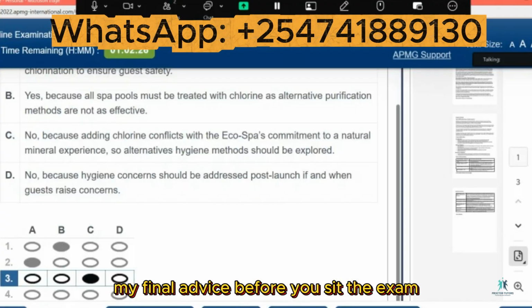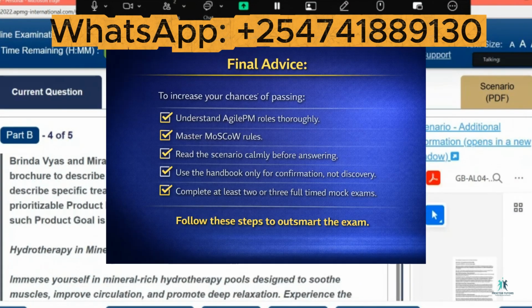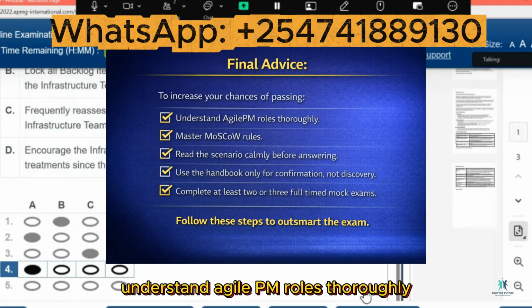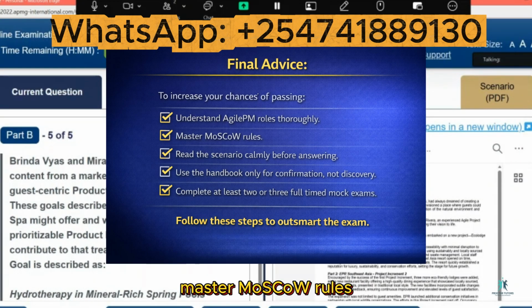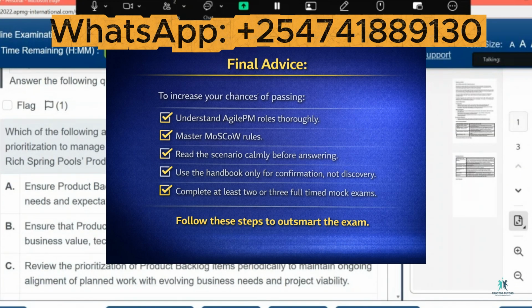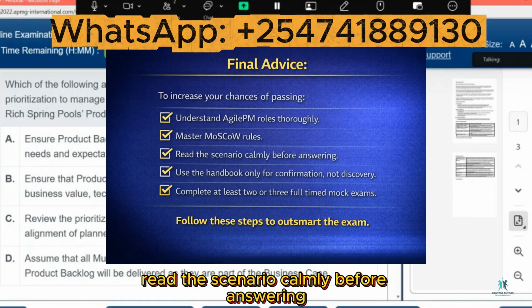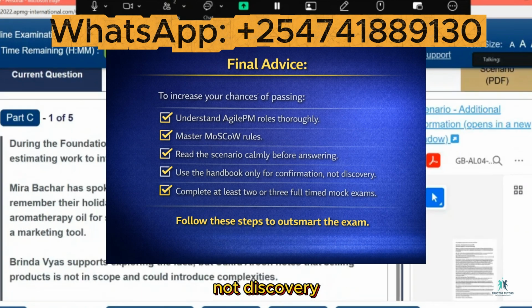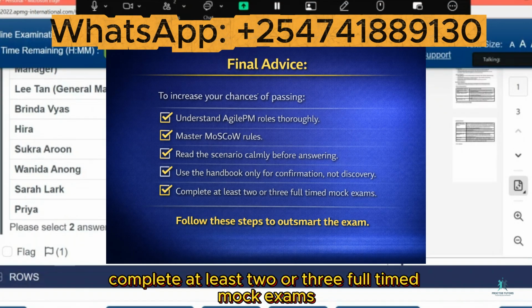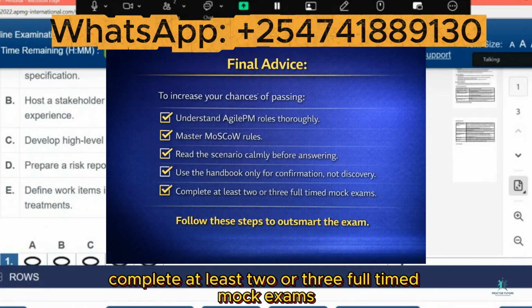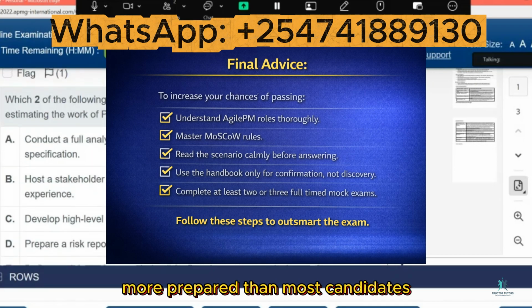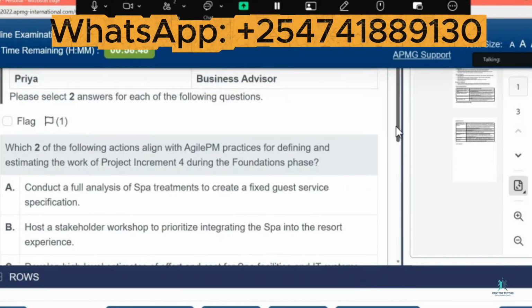My final advice before you sit the exam: to increase your chances of passing, understand Agile PM roles thoroughly. Master the ProctorU rules. Read the scenario calmly before answering. Use the handbook only for confirmation, not discovery. Complete at least 2 or 3 full-timed mock exams. If you follow this approach, you will be significantly more prepared than most candidates walking into the exam.